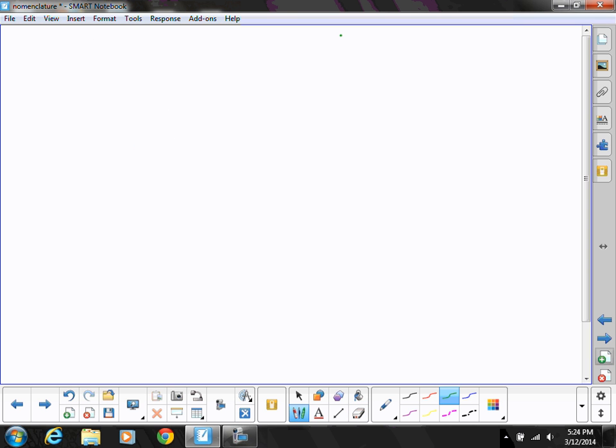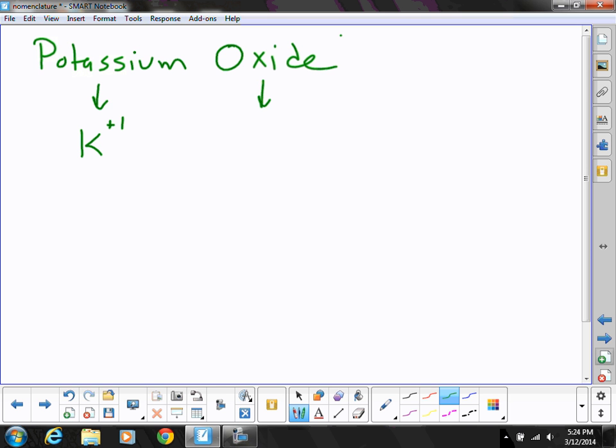For instance, potassium oxide. Well, the symbol for potassium is K, and because potassium is in group 1, it has a +1 charge. Oxide, the root of that is oxygen, so we have an O for its symbol, and since it's in group 16, it has a -2 charge.